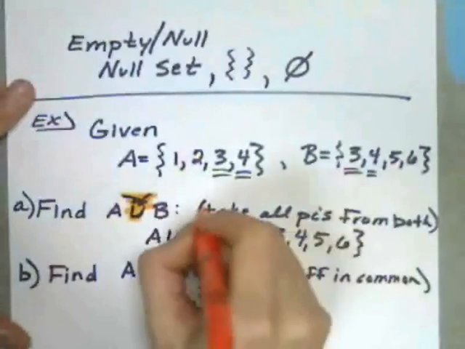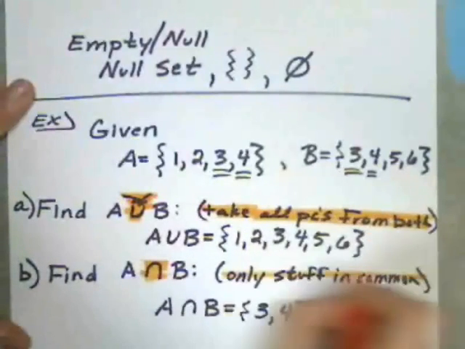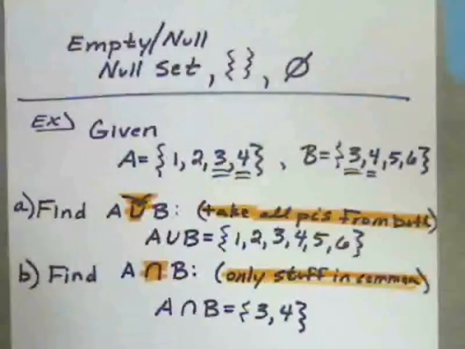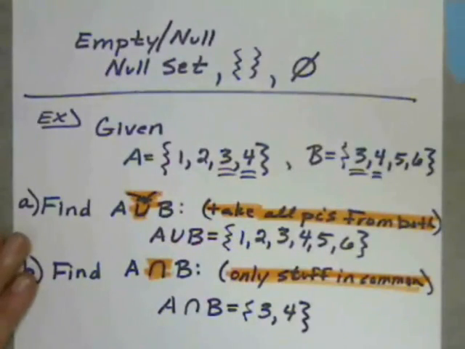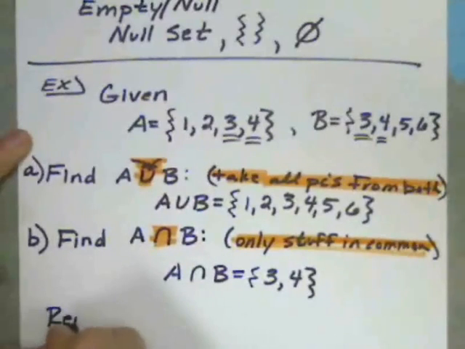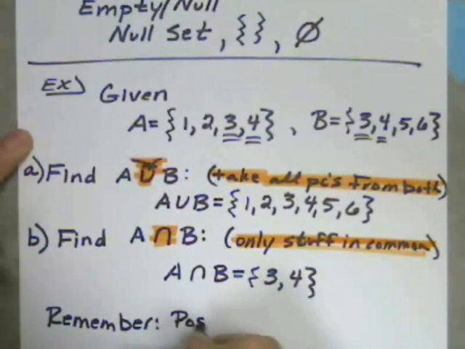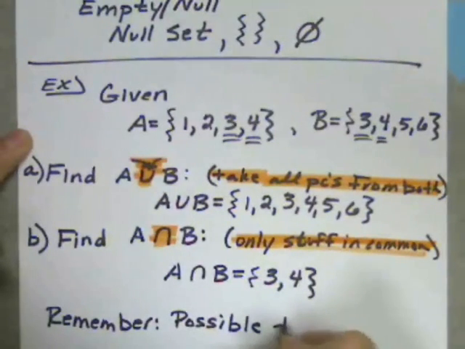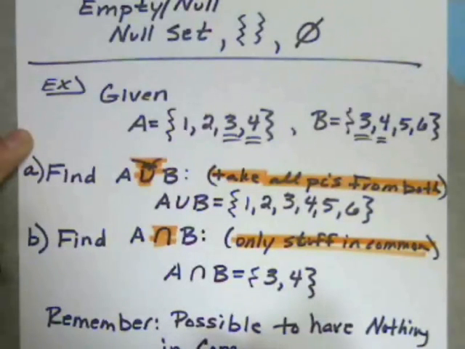So with the union, you took all pieces from both. With the intersection, you only took the stuff in common. And remember, sometimes, as you're working these, it's possible to have nothing in common. Which is when you get the null, or the empty set.